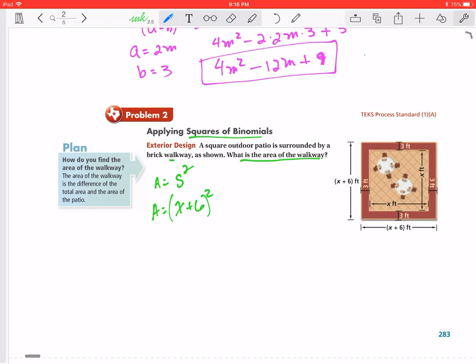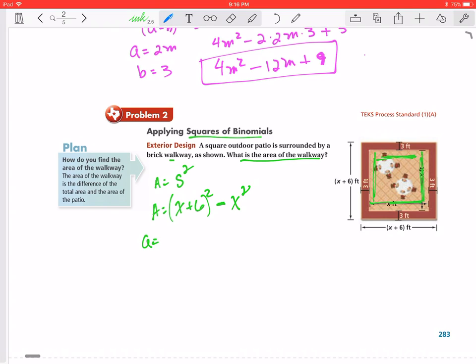So I'm going to subtract, well, from here to here is x, and also here to here is x. So then that's going to be that side length squared, so that's going to be x squared. Now, I just have a square of a binomial and a monomial. So I'm just going to find my difference.